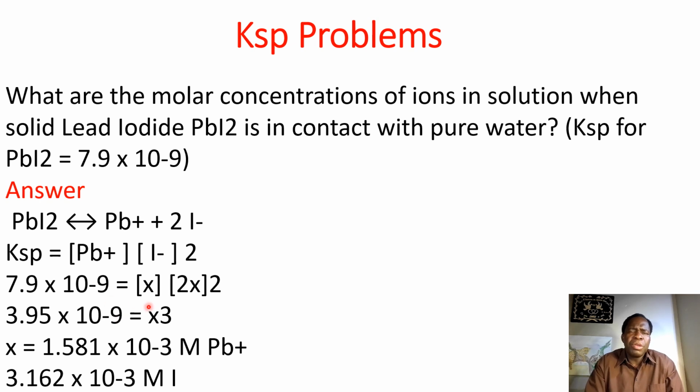Now we want to actually calculate the molar concentration of lead ion and iodide ion. This is what you get when you plug in the Ksp here: x times 2x squared. The cube of x is this, so x should be equal to this value for lead ion, and equal to this value here for iodide ion.